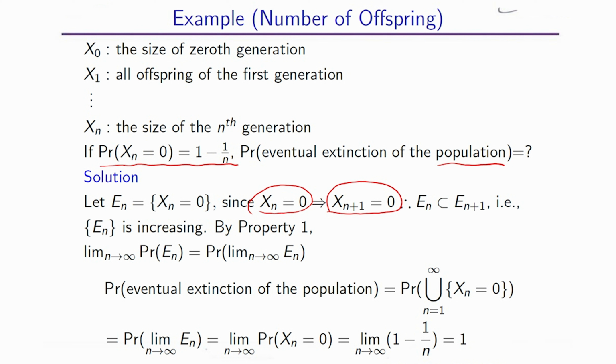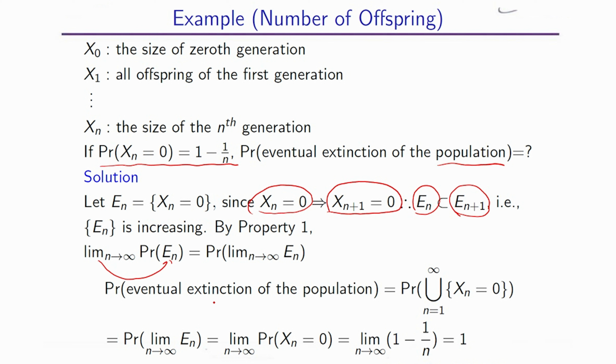Right? So if this is the case, then we know that E_n, which refers to X_n equal to 0, belongs to E_{n+1}. So that shows us that E_n is increasing. So by property 1, we know that the limit as n goes to infinity of the probability of E_n is equal to, we can move the limit inside the bracket, the probability of the limit as n goes to infinity of E_n.